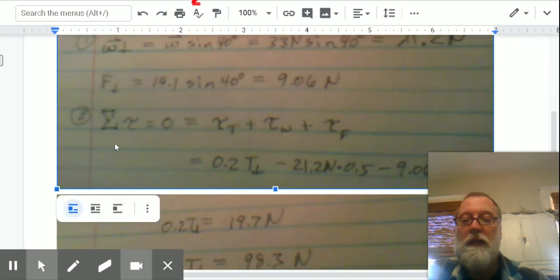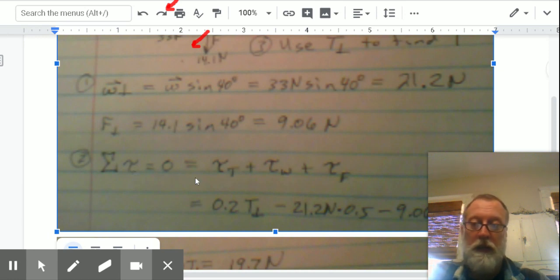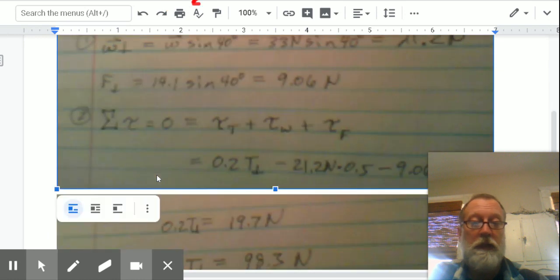Now, when we go to find the perpendicular component of the tension, we're going to use our static equilibrium, torque equilibrium equation, or rotational equilibrium. The sum of all these torques, and there's three of them: the tension in the muscle, the weight of the leg, and the weight of the foot.